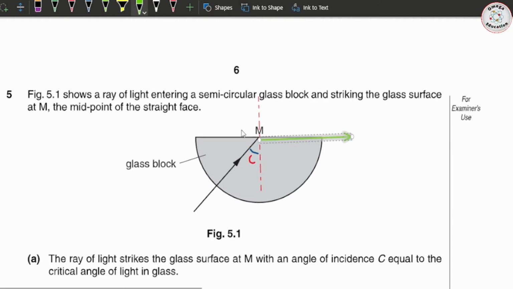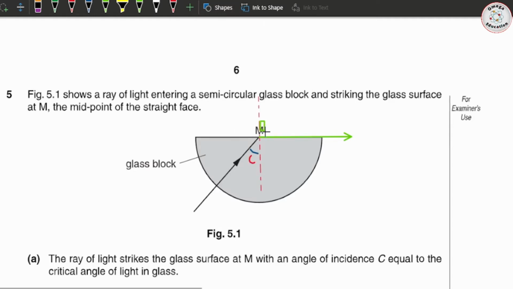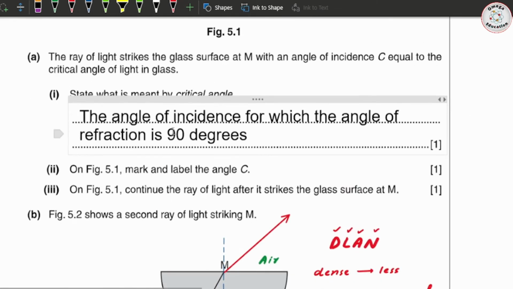So if this angle of incidence is the critical angle, then the light would be refracted at 90 degrees. It would get parallel to the surface, along the surface, or perpendicular to the normal, right? So it would be here, and once again this angle, which is your angle of refraction, this one angle would be 90 degrees.